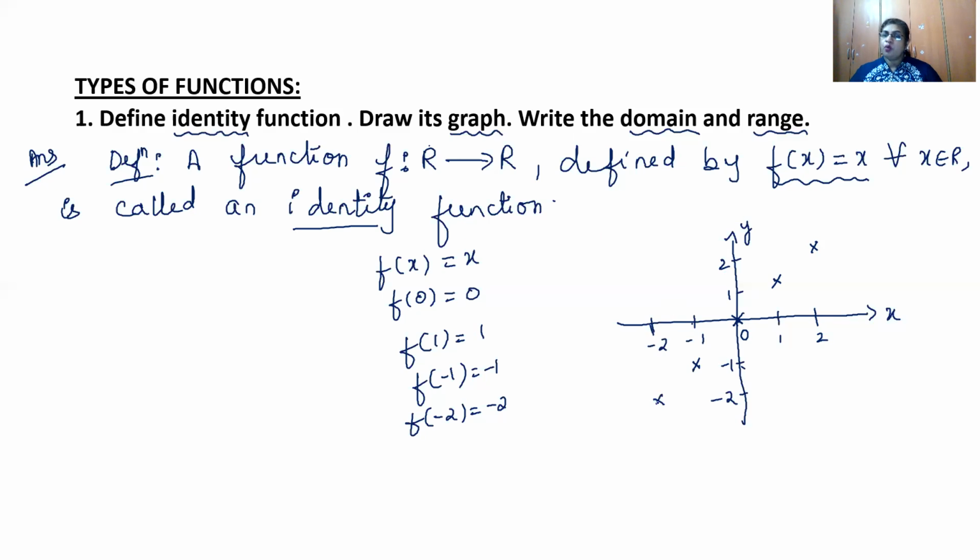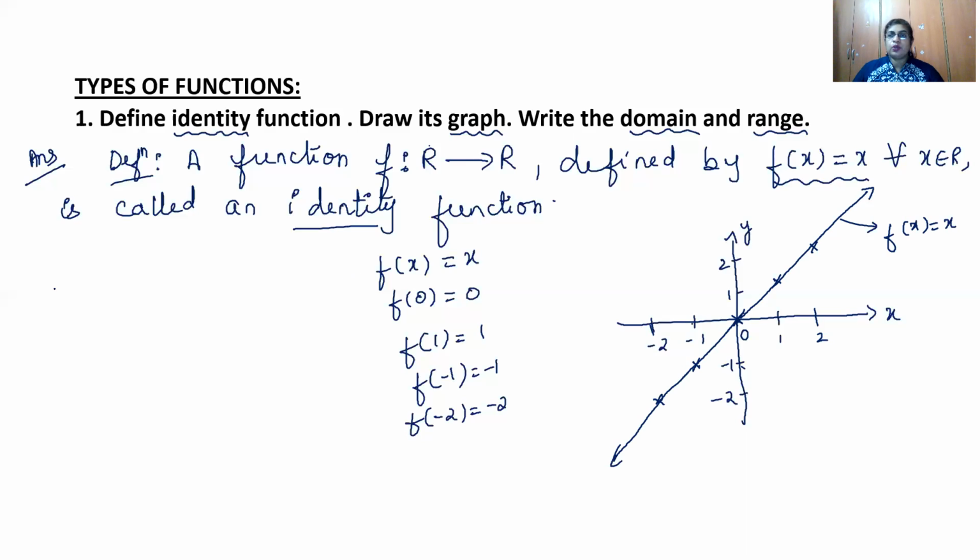So therefore, what is the graph you are getting? You are getting a straight line graph which passes through the origin. Okay, just join these points. So you are getting a straight line graph. So this graph, whichever we have drawn, is f of x is equal to x. That is the graph of the identity function. Hope this idea is also clear, how to draw the graph.